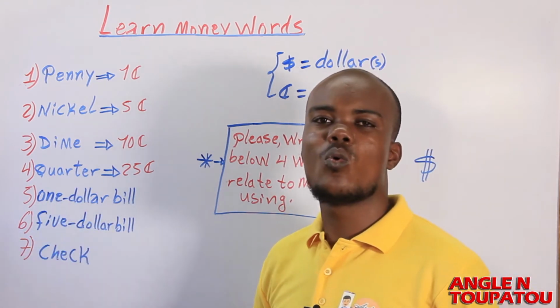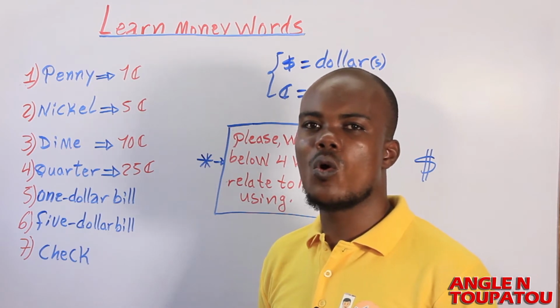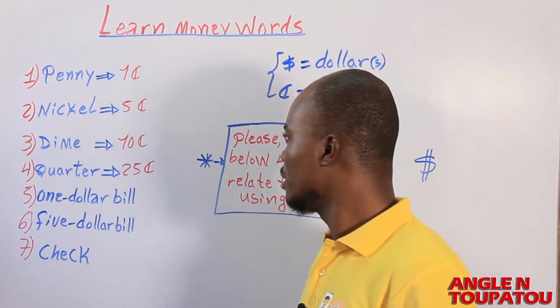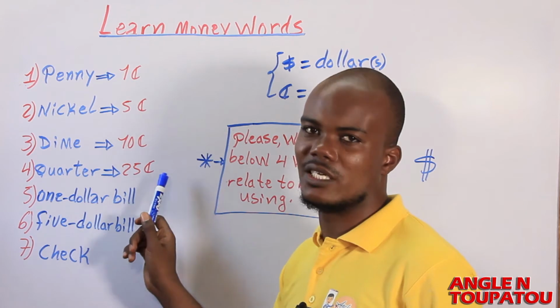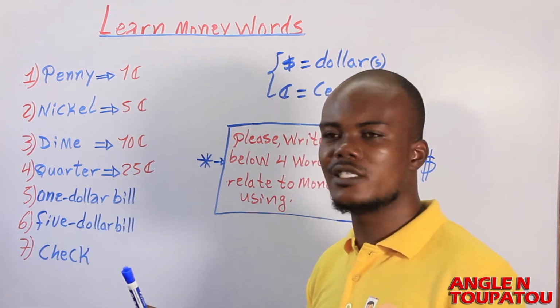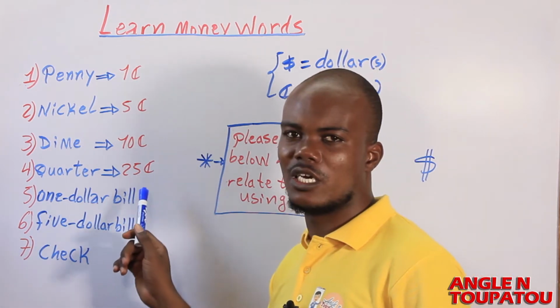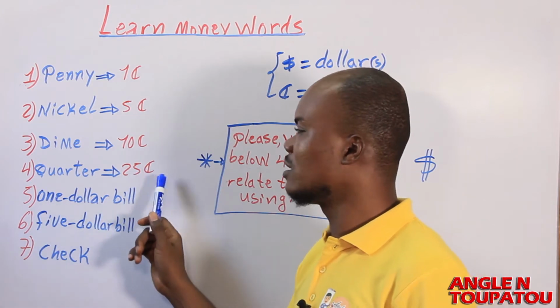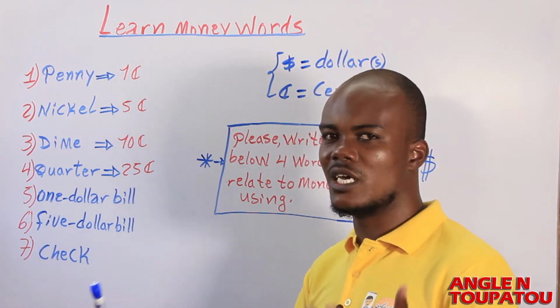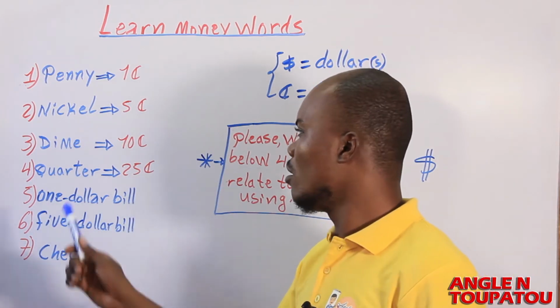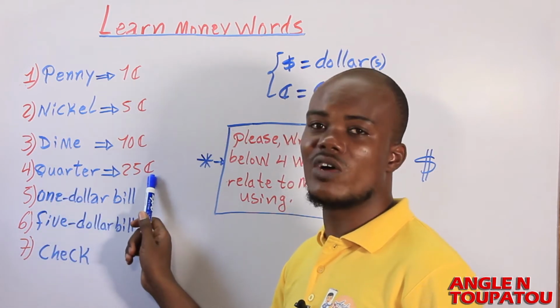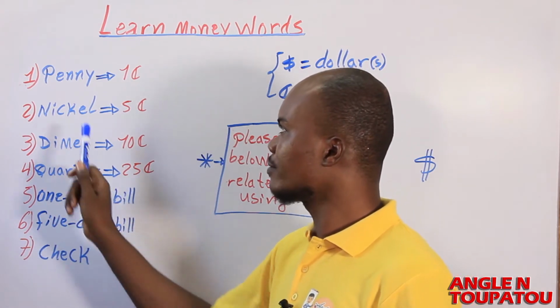A quarter is 25 cents. A quarter is 25 cents. 25 cents equals a quarter. A quarter, 25 cents. Okay.